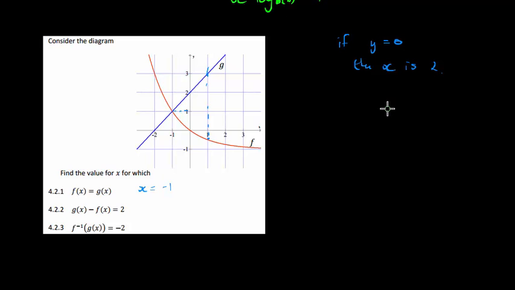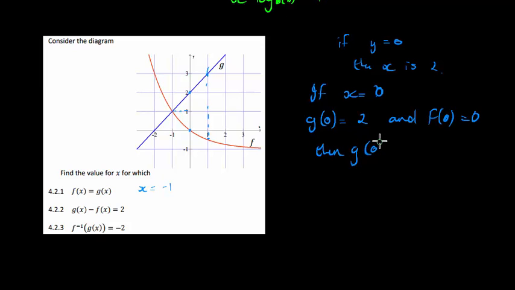How about the +2 from g(x) and the 0 from f(x)? So what is the x value for which this will be true? Look at this. If x is equal to 0, then g of 0 is 2, and f of 0 is 0, then g of 0 minus f of 0 is equal to 2. You get it? Now that's a fun one. This one is tough. I like this one.